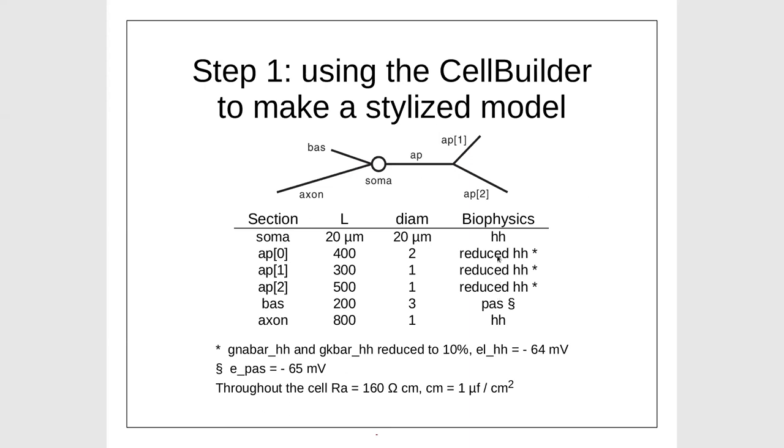You'll notice that in the apical branches, Hodgkin-Huxley sodium and potassium channel density are reduced to 10% of the normal Hodgkin-Huxley channel densities, and the leak reversal potential has been changed to minus 64 millivolts so that the apical tree rests at minus 65, the same as the soma and the axon and the basilar branch. Okay, you notice the basilar branch is going to have an E-pass of minus 65. And throughout the entire cell, cytoplasmic resistivity is going to be 160 ohm centimeters, and we'll leave specific membrane capacitance at its default value of 1 microfarad per square centimeter.